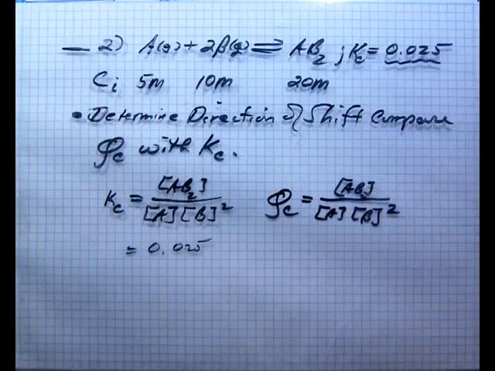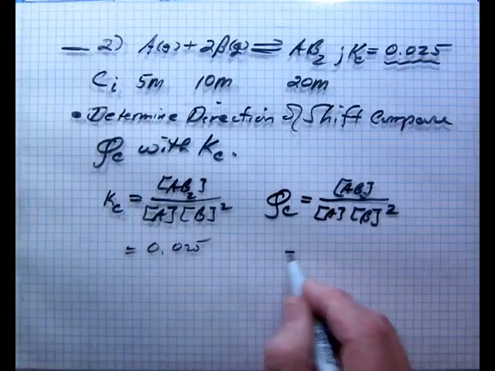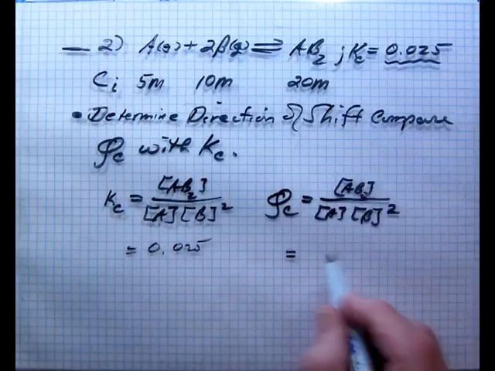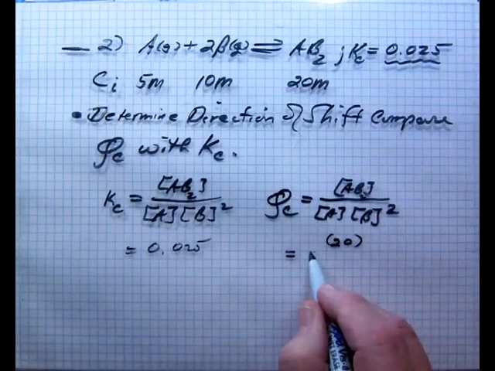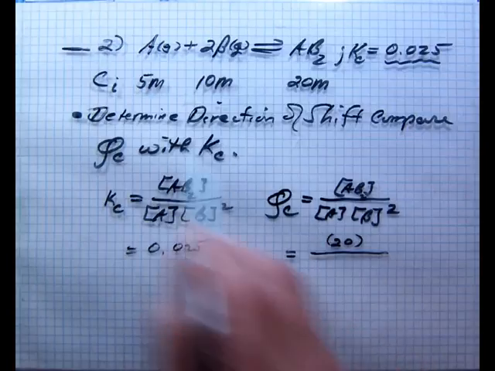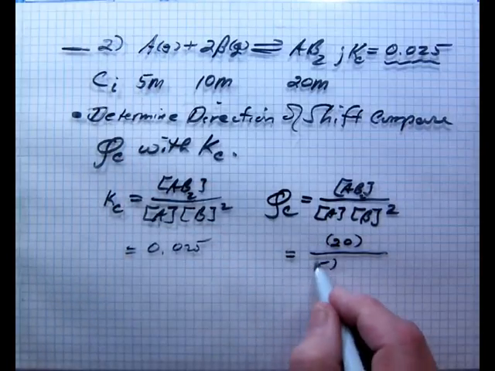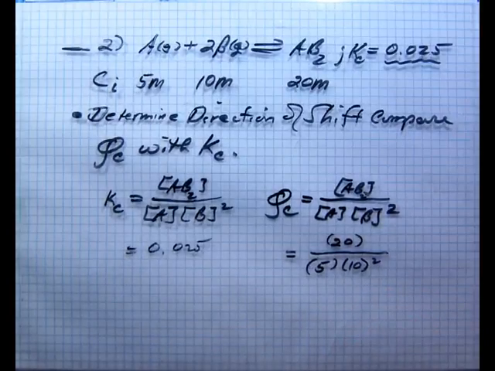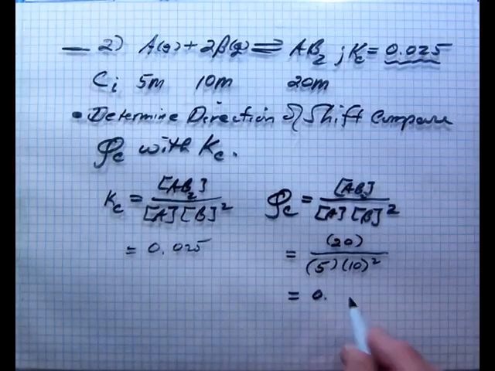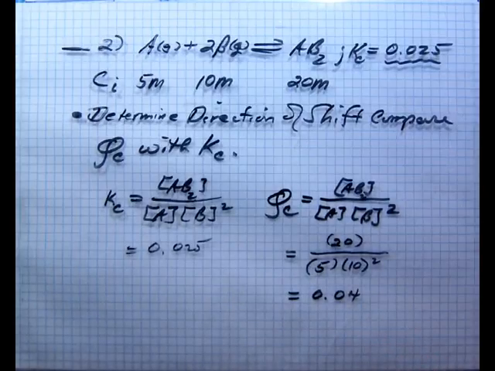We don't know yet, so we assume it's not at equilibrium in the context of working this problem. The concentrations given are 20 moles per liter, and A is 5 moles per liter, and B is 10 moles per liter, but we need to square that. The outcome of this, I worked it out earlier, is a 0.04 value for the QC.